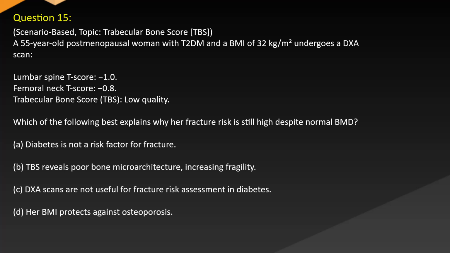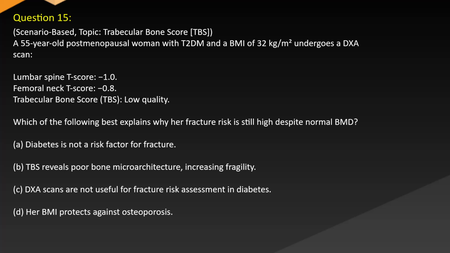Question 15. Scenario-based topic: trabecular bone score, TBS. A 55-year-old postmenopausal woman with type 2 diabetes mellitus and a BMI of 32 kilograms per square meter undergoes a DXA scan. Lumbar spine T-score negative 1.0, femoral neck T-score negative 0.8, trabecular bone score TBS low quality. Which of the following best explains why fracture risk is still high despite normal BMD?